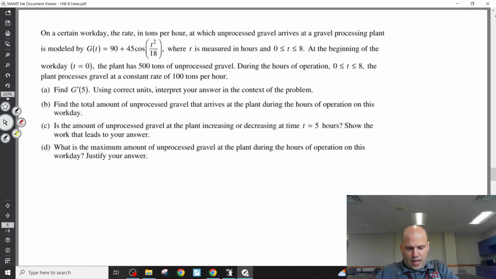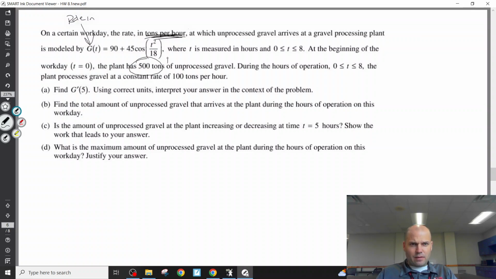All right, let's just start it off. Let's write it out. I'm not even reading A, B, C, D. I just got unprocessed gravel arrives at a gravel processing plant. All right, so this is just like a rate in. It's in tons per hour. Tons per hour, okay? It's a derivative. It's a rate of change. It's a velocity.